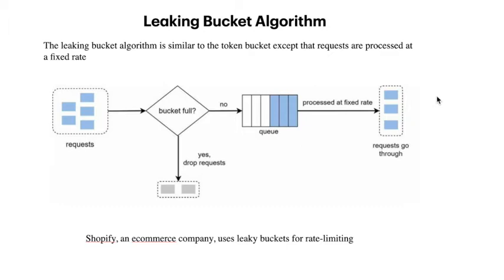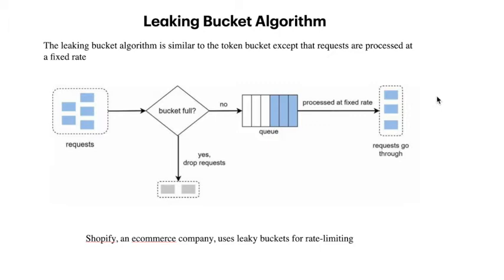In the leaking bucket algorithm, it's similar to the token bucket, but it processes all the requests after a specific time, at a fixed rate. If you see the diagram, you send the request and it will get into the queue until the queue gets full. If the queue gets full, your request will be dropped. That means it will get throttled.